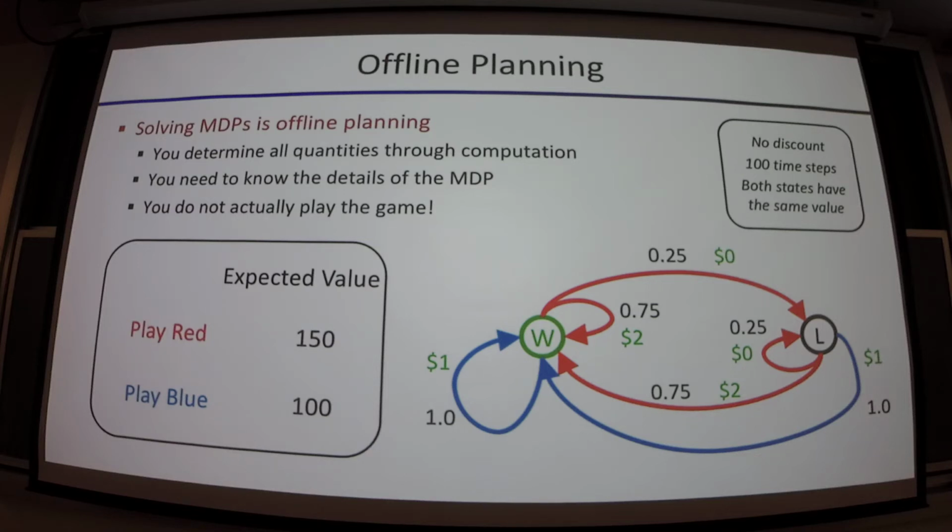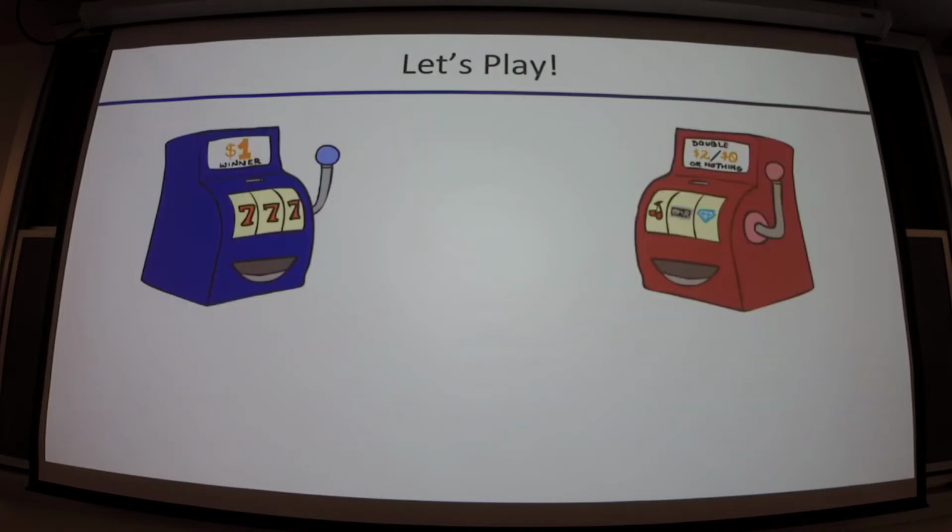But you have to know the details of the MDP, right? You need to know these transition probabilities. You need to know the rewards associated with each. But we didn't actually play the game. We didn't have to, right? We could plan offline. That's different than online. Online planning is where you're actually trying things out. Offline is where you just can reason about it in advance. Right? That's the difference. This is solving MDPs offline.